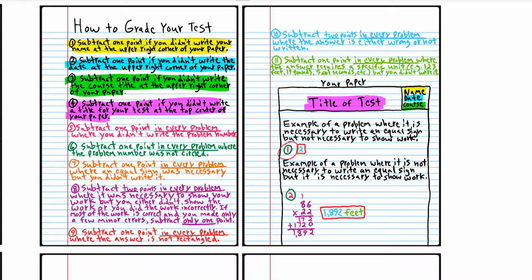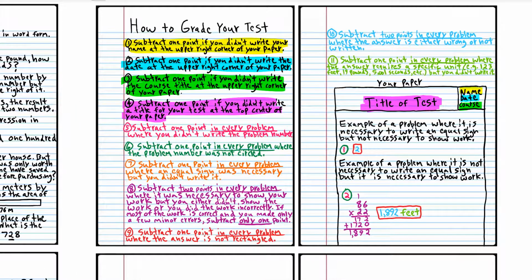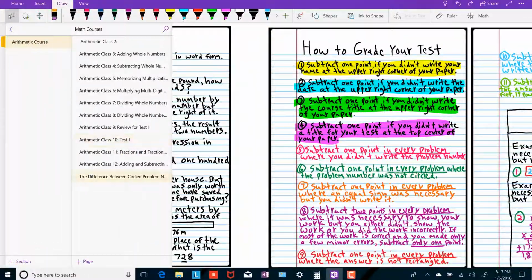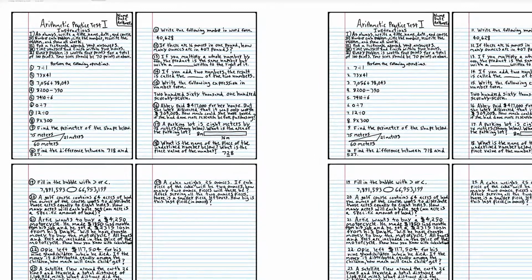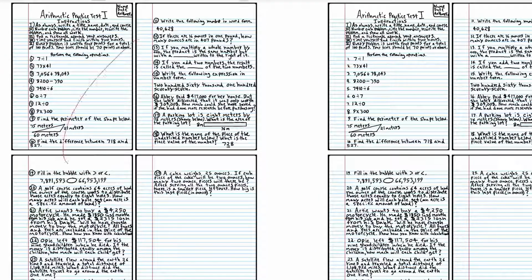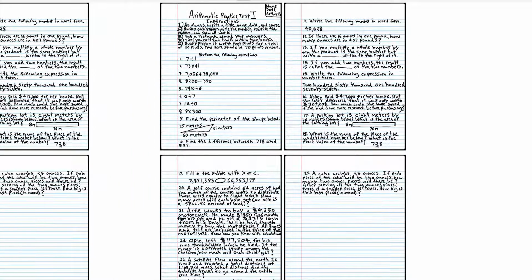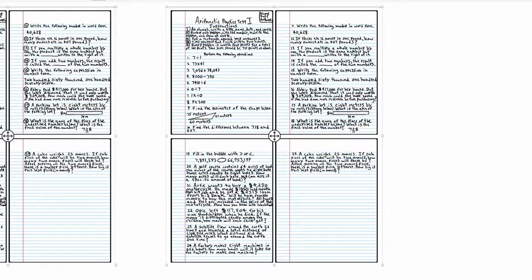I want you to circle all your problem numbers. And that brings me to an important point here. So here's what the test would look like if you circle problem numbers. Here's what the test looks like when you don't circle all your problem numbers. So it just makes it harder to see.